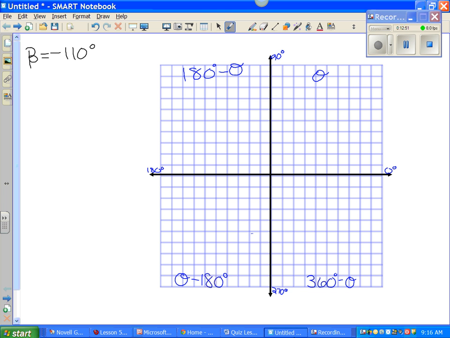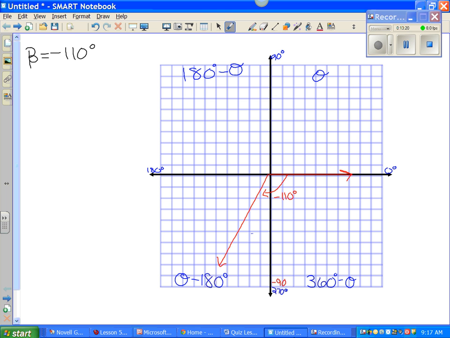Okay, so negative rotation: clockwise or counterclockwise? Clockwise. The initial position starts along the x-axis, with the vertex at the origin. Negative 110 degrees would terminate in what quadrant? Third, yeah. So here's negative 90, negative 110, maybe about here, in this direction.